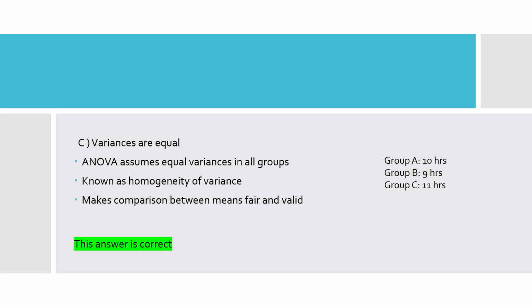C, variances are equal. Well, this one's actually correct. I think this is the answer. And that's because the ANOVA assumes that the different groups or populations have equal variances. I think the terminology used was homogeneity of variance assumption. And it basically ensures that the comparison of the means is fair and valid. So we can see in the example A, B, and C that they are all within the same range. So we have 10, 9, and 11. So they are close. Therefore, we can actually use the ANOVA.